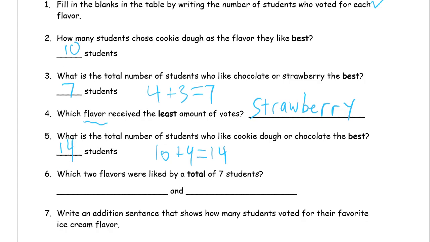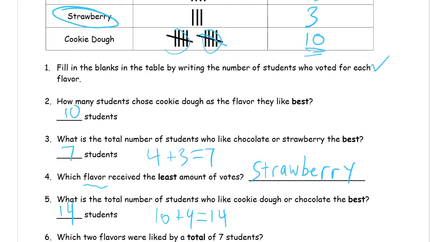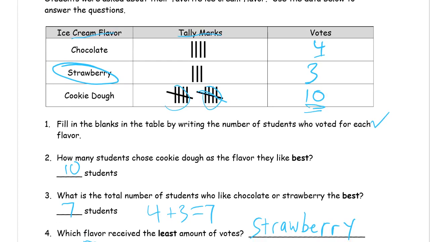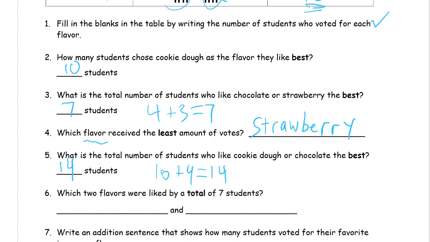Which two flavors were liked by a total of 7 students? Well, we kind of already figured that out, right? They can't include cookie dough because cookie dough already has 10 and it's already more than 7. So it has to be chocolate and strawberry together. And here are the names right up here. You can copy them down if you need the spelling.